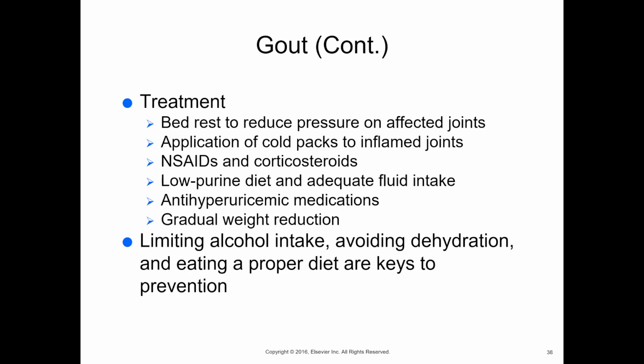Treatment is going to involve rest of the affected joint. You'll use cold packs to help reduce inflammation, NSAIDs, and in higher, more extreme cases, corticosteroids. You'll want low purine diets. They'll also use a drug called allopurinol, which is an anti-hyperuricemic medication. And in a lot of people with this condition, they need gradual weight reduction. They need to lose weight.